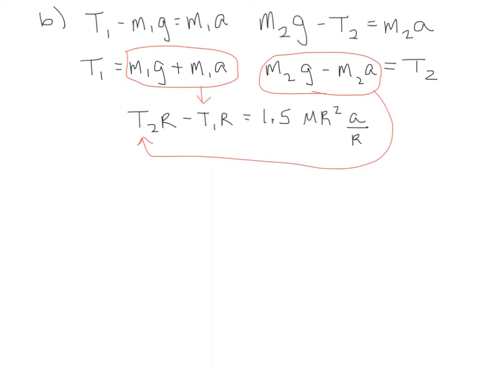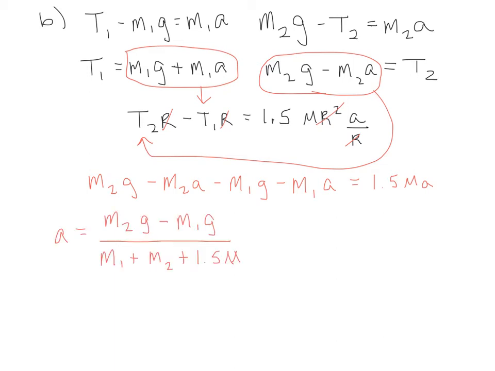And I can also go ahead and cancel out all of my R's. So now I get the equation M2G minus M2A minus M1G minus M1A equals 1.5 MA. I'm going to get all my A's together on the right hand side, factor out the A, and divide to get my final equation. So I end up with the equation M2G minus M1G over M1 plus M2 plus 1.5 big M equals A. So now I can plug in my values and solve.